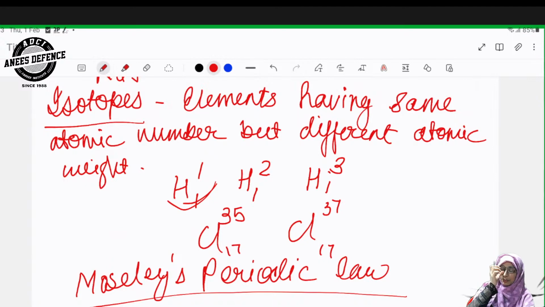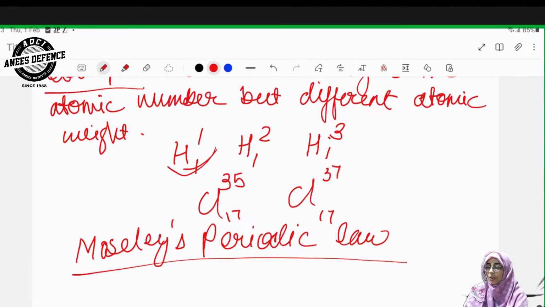Because the first change he made, before that Dobereiner, Newlands and Mendeleev all arranged the elements on the basis of their atomic weight. But this man, Moseley, arranged the elements on the basis of their atomic number. That's why he's successful.